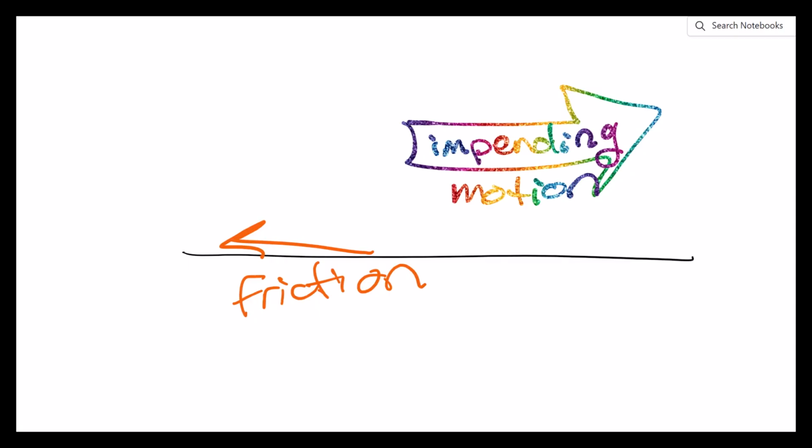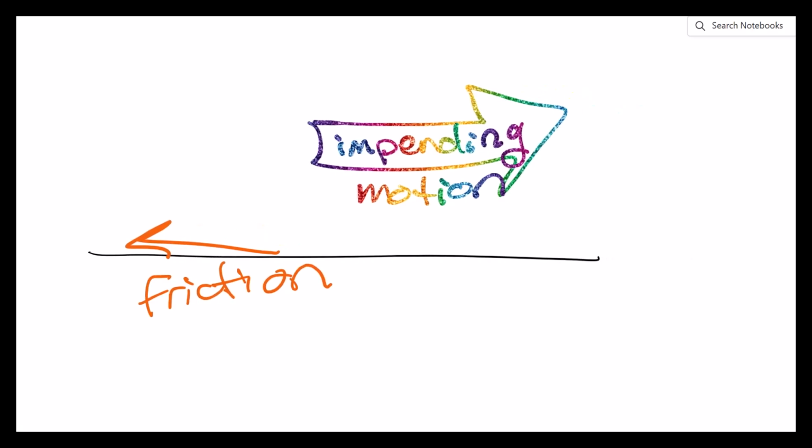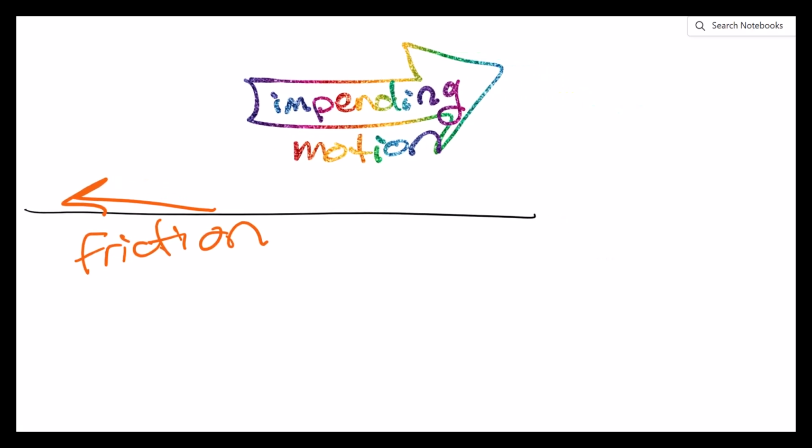So when you see me work problems, and I think in chapter 6 is where there's a whole bunch of problems to work, which is why I'm not working a whole bunch of problems now, you'll just see me draw this giant impending motion arrow. Now, there's two types of friction, and this will probably be in chapter 6, but I just feel the need to get this out now. There's static friction, which is the friction that you get whenever something is not moving.